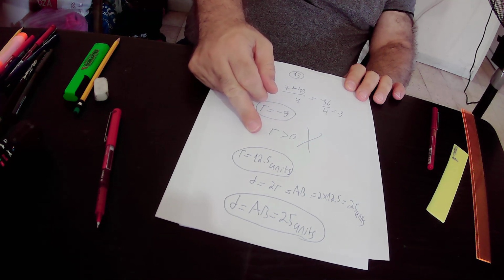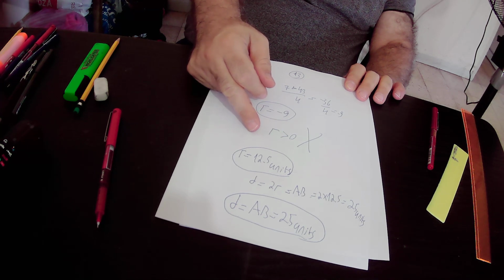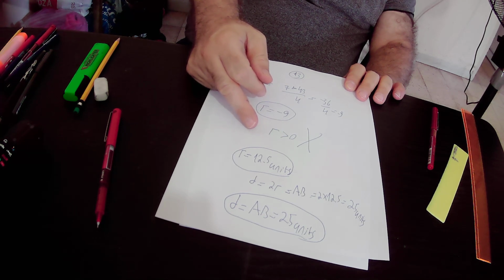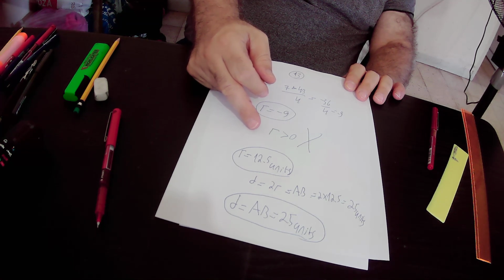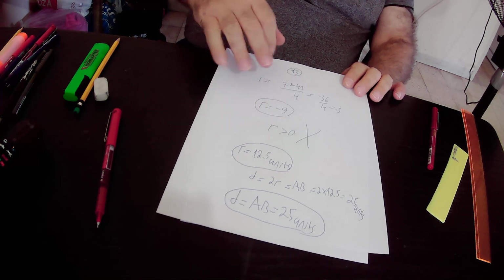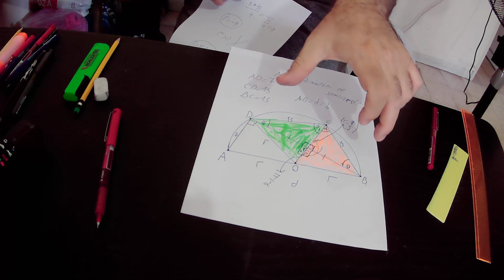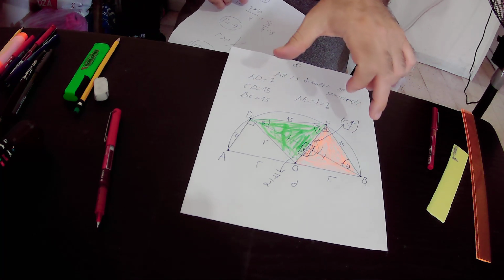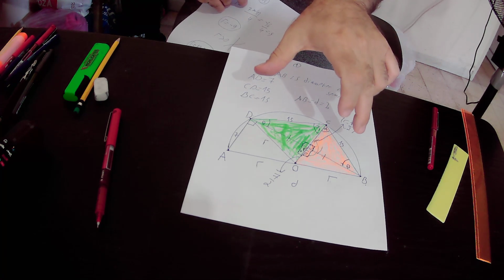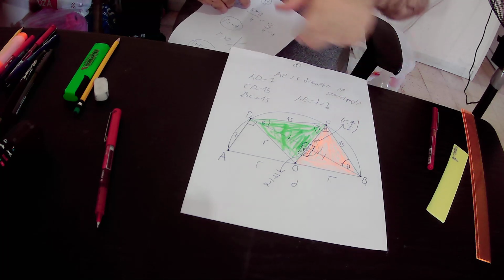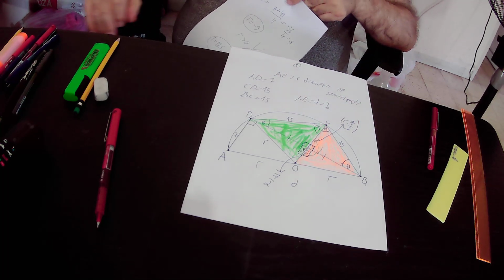And if the radius of the circle is 12.5 units, then the diameter of the circle will be equal to 2 times 12.5 units. That is to say, it equals 25 units. So the final answer to the question is that the diameter of the semicircle, AB, equals 25 units. Okay, thank you very much.